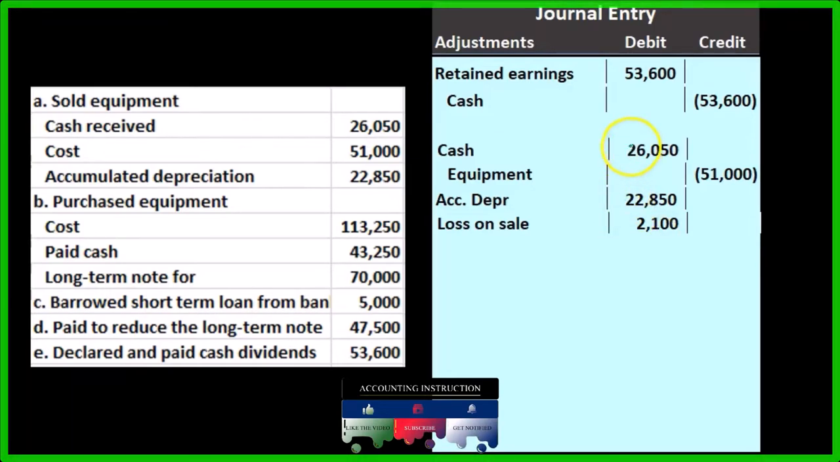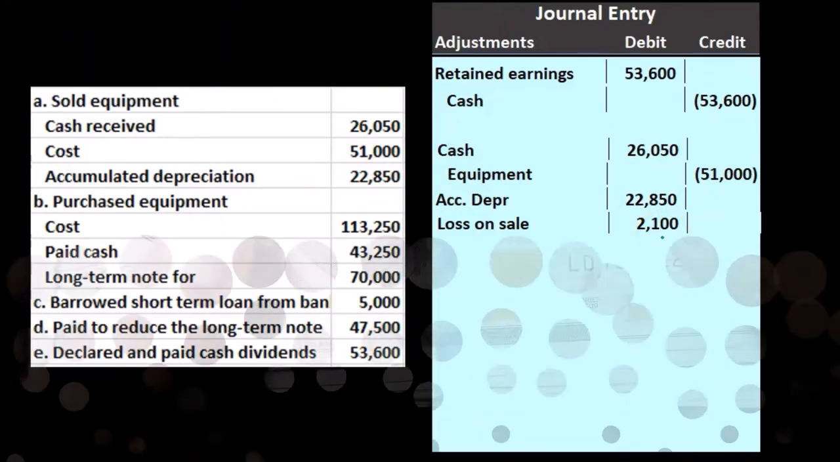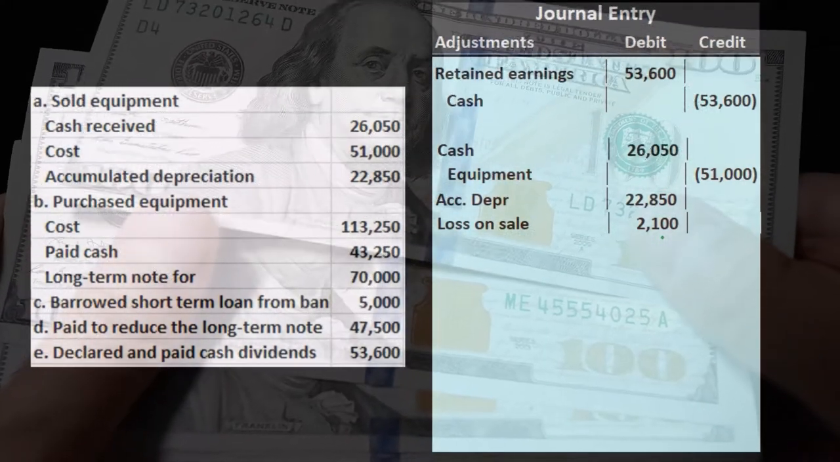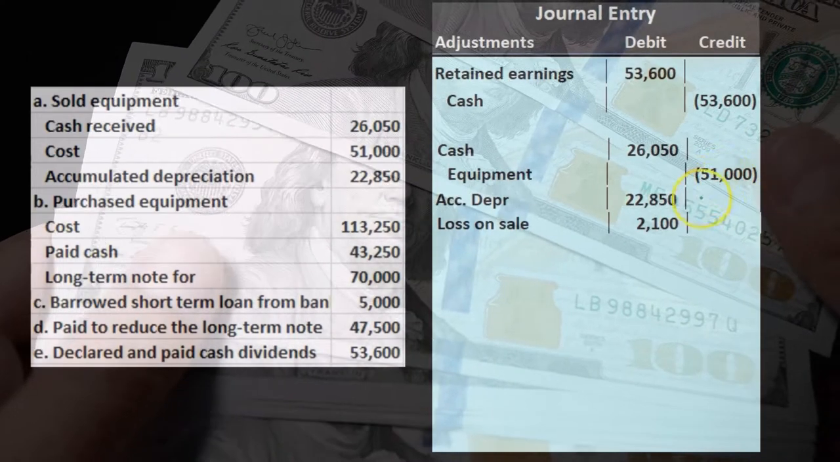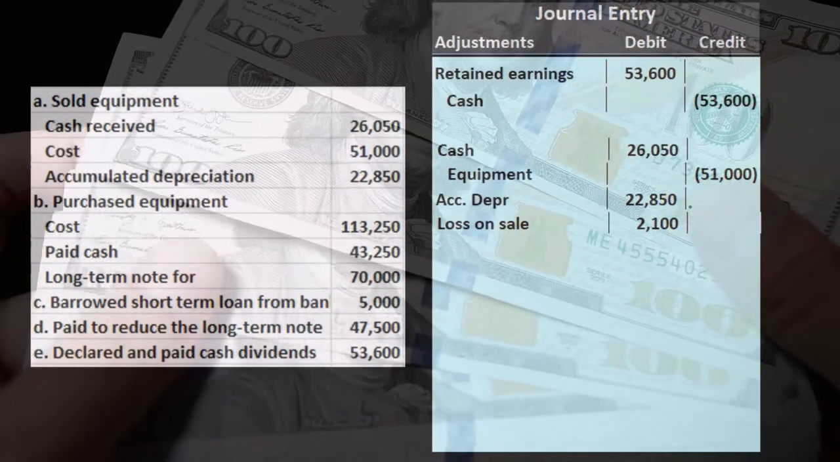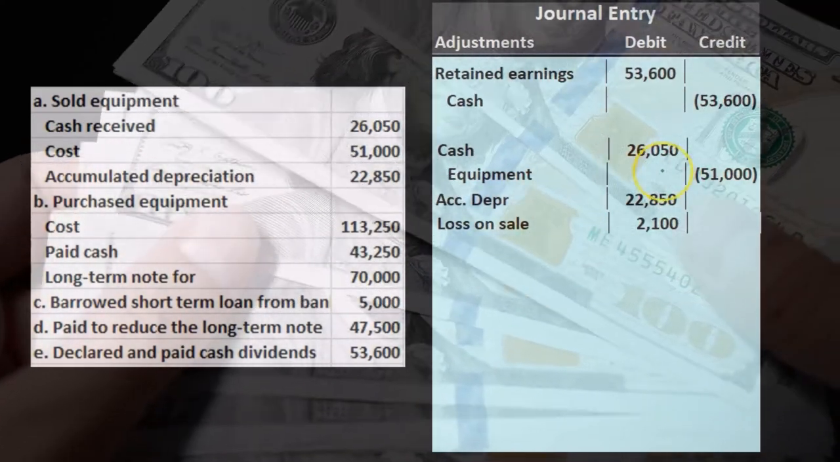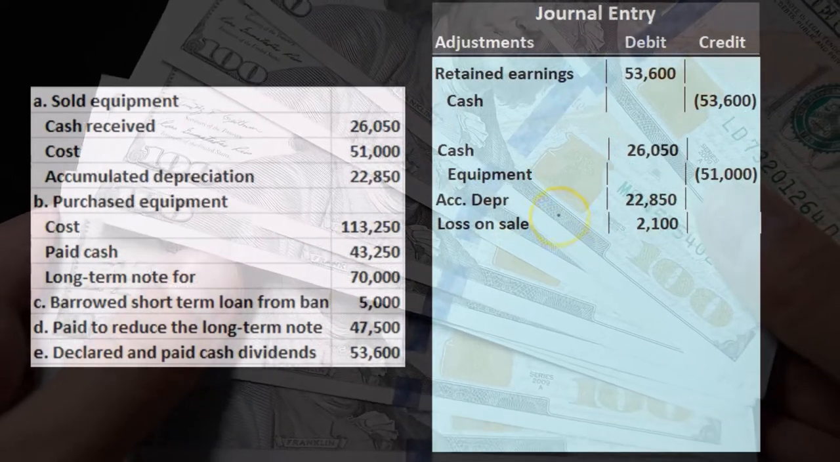That's the plug. So if we took this plus this minus this, we'd need $2,100 in order to remain in balance. So we know that this is going to be a loss. We can think of it a couple different ways. One, it's a debit, and that's kind of like an expense. Expenses are debit balance accounts, therefore it's probably a loss, not a gain. And two, if we looked at the book value, which would be the 51,000 minus the 22,850, that would be greater than the cash we got, and therefore it's a loss. So that's why we're going to name it a loss here.